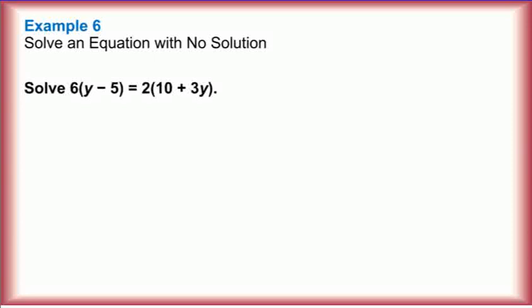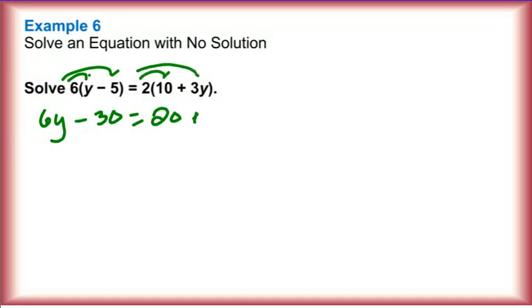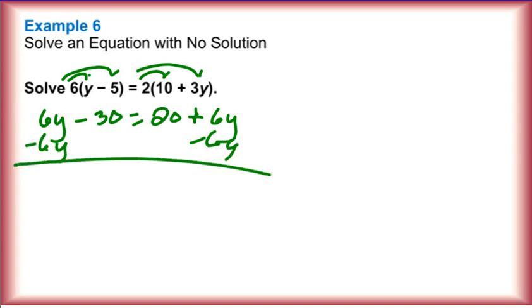So how do we do this? The first one is with no solution. I need to get rid of my parentheses, so I distribute, and I get 6y minus 30 equaling 20 plus 6y. Get my y's to one side. I'm going to subtract 6y. And if you notice, I end up with negative 30 equaling 20.